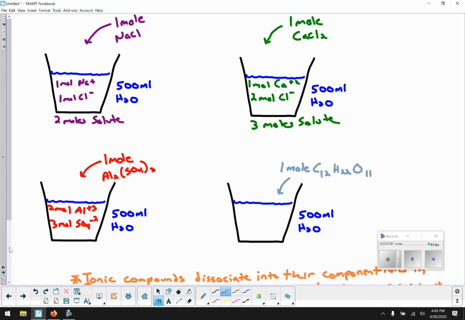So, with each of these, you notice the chemical formula has gotten bigger, so it kind of makes sense, or at least some people think it makes sense, that there's more, it has a greater effect. And this would, of course, be 5 moles of total solute.